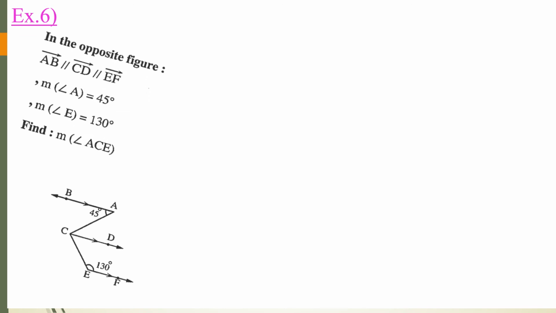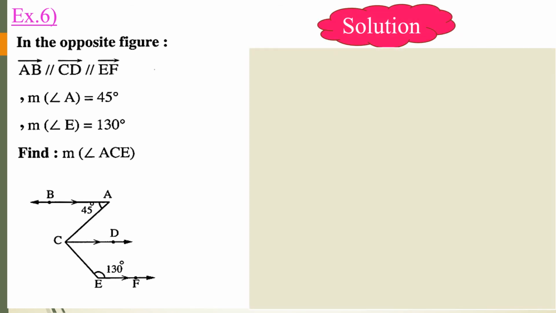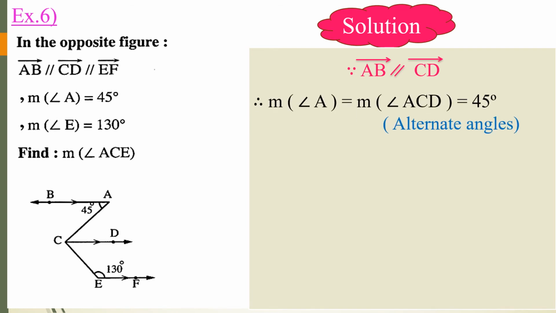Exercise number 6. In the opposite figure, AB is parallel to CD, which is parallel to EF. The measure of angle A equals 45 degrees and the measure of angle E equals 130 degrees. Find the measure of angle ACE. Solution: since AB is parallel to CD and AC is a transversal of it, then the measure of angle A equals the measure of angle ACD, which equals 45 degrees, as alternate angles.